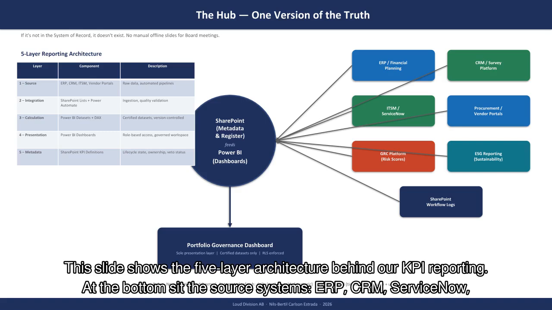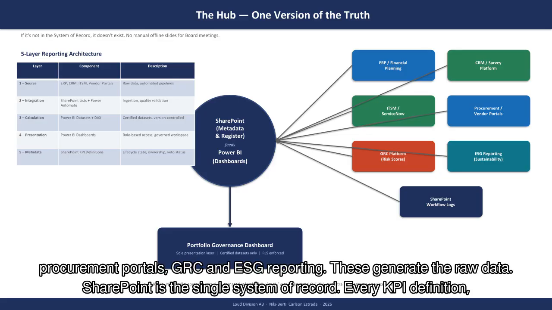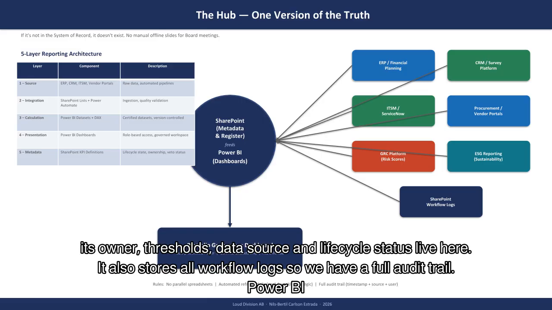This slide shows the 5-layer architecture behind our KPI reporting. At the bottom sit the source systems: ERP, CRM, ServiceNow, procurement portals, GRC, and ESG reporting. These generate the raw data. SharePoint is the single system of record.